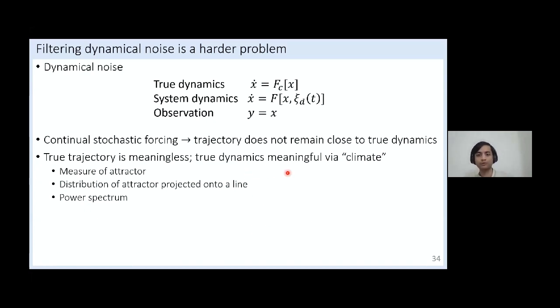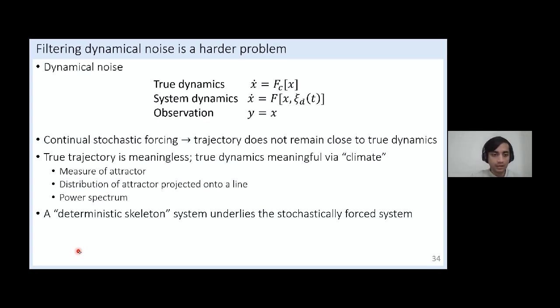We're going to quantify true dynamics as being meaningful via what we like to call the climate, which is essentially just time invariant properties of the dynamical system. These could be, say, the measure of the attractor overall, the distribution of the attractor projected onto some surface, or the power spectrum of the trajectories. And really, you can describe a bunch of other parameters as well to quantify this climate. But unfortunately, I won't have time to get into that right now, though I'd be happy to talk about it later.